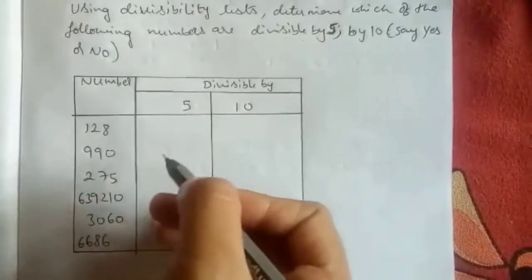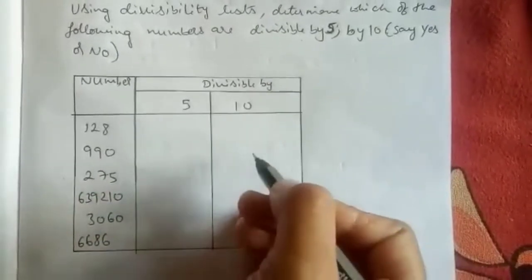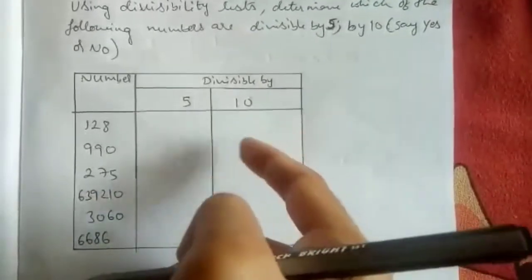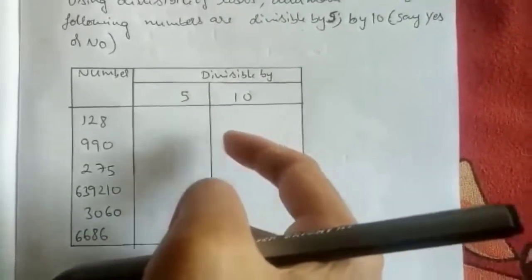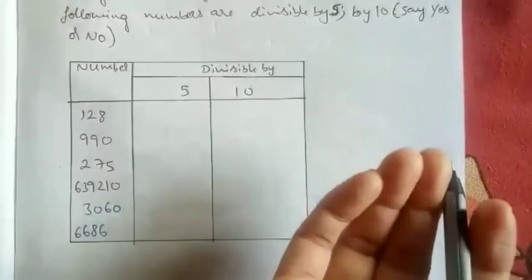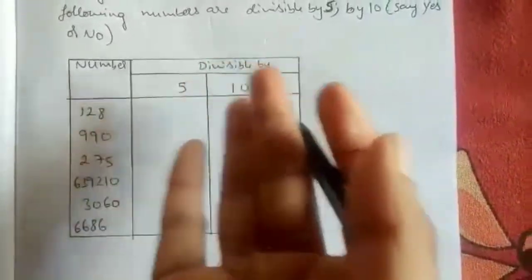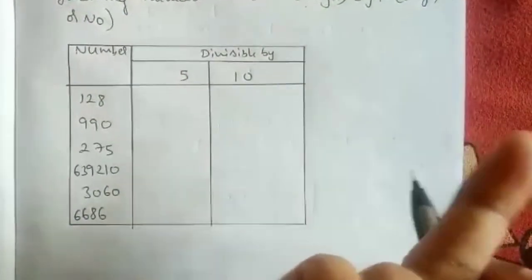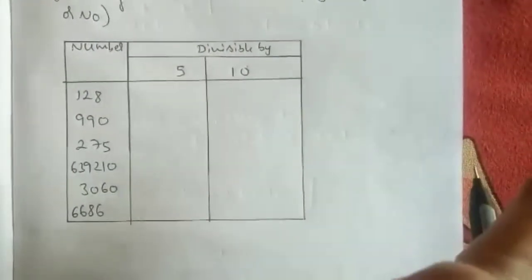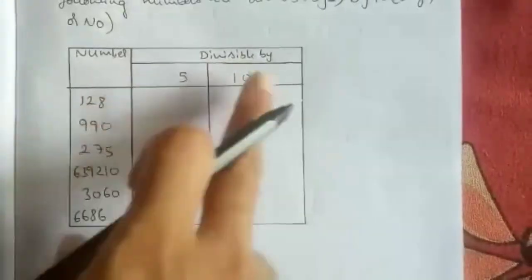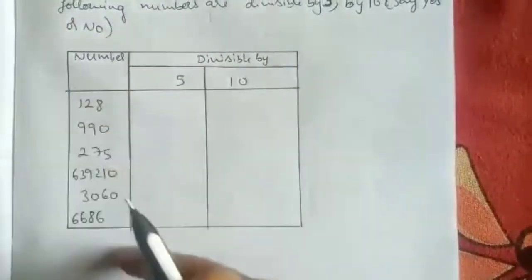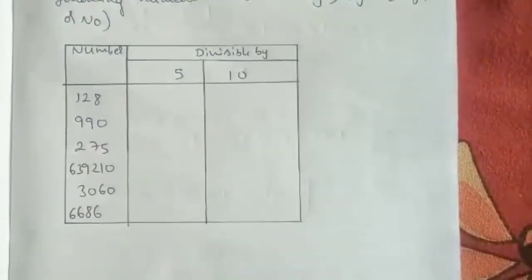990. You have to write whether it is divisible by 5 and whether it is divisible by 10. If both are divisible, you can write yes. If both are not divisible, you can write no. So you can get both divisible, both not divisible, or one divisible and one not divisible. You just have to write yes or no. Using the divisibility test, by observing the number you have to say whether it is divisible or not.